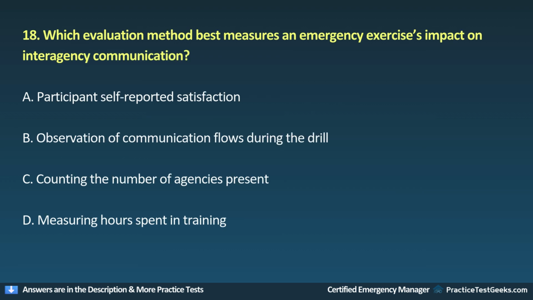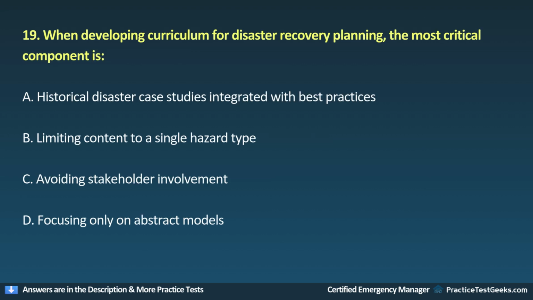18. Which evaluation method best measures an emergency exercise's impact on interagency communication? A. Participant self-reported satisfaction. B. Observation of communication flows during the drill. C. Counting the number of agencies present. D. Measuring hours spent in training.